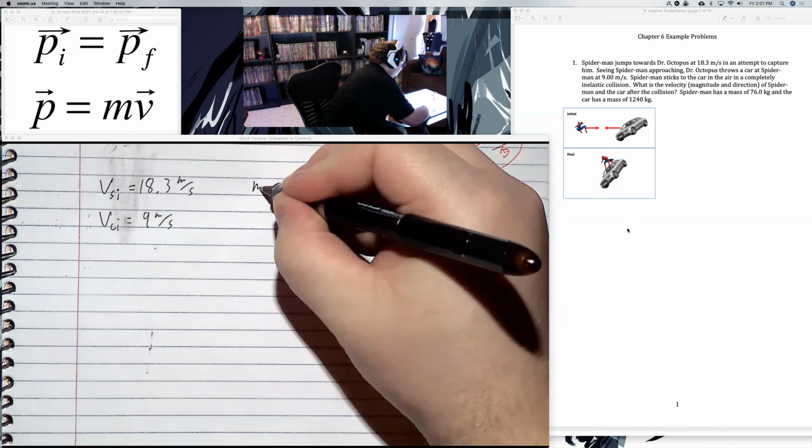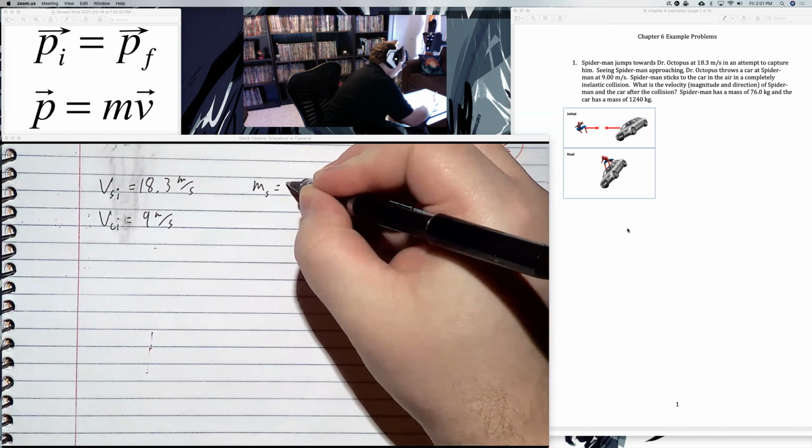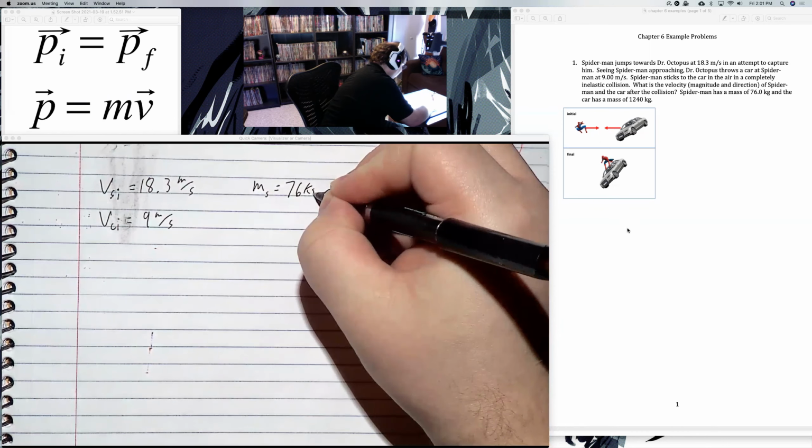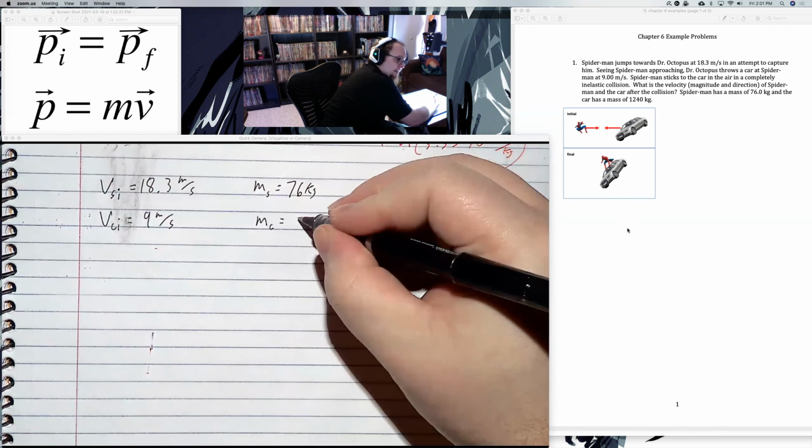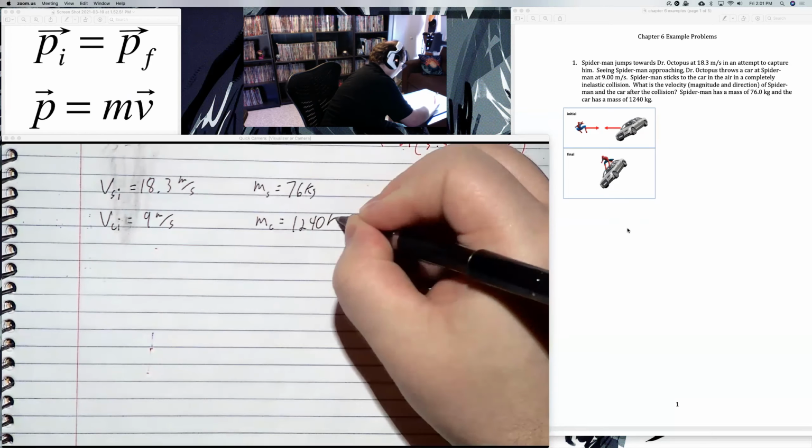Giving the mass of Spider-Man as what, 76? Dear God, I have Spider-Man's mass memorized because I've done so many problems with it. And the mass of the car is 1240 kilograms.